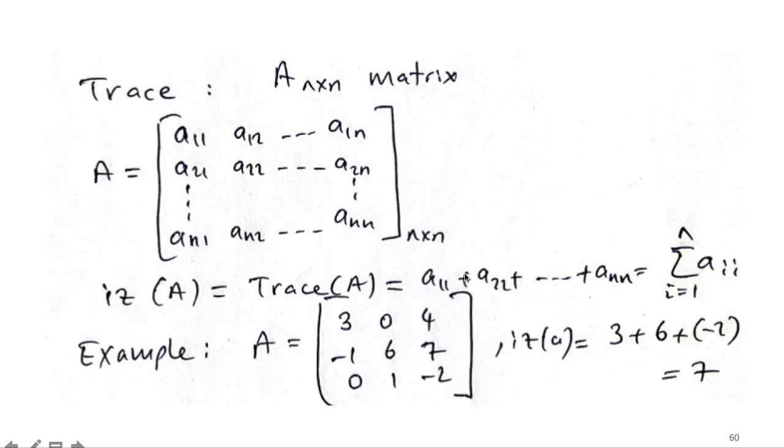The trace of a matrix basically defines the sum of the diagonals. So when we say the trace of a matrix, we are taking the summation of all the diagonal elements in a matrix. For example, if I have the matrix A, the diagonals are 3, 6, and minus 2. So the trace of the matrix A is given as 3 plus 6 minus 2, that gives us 7.